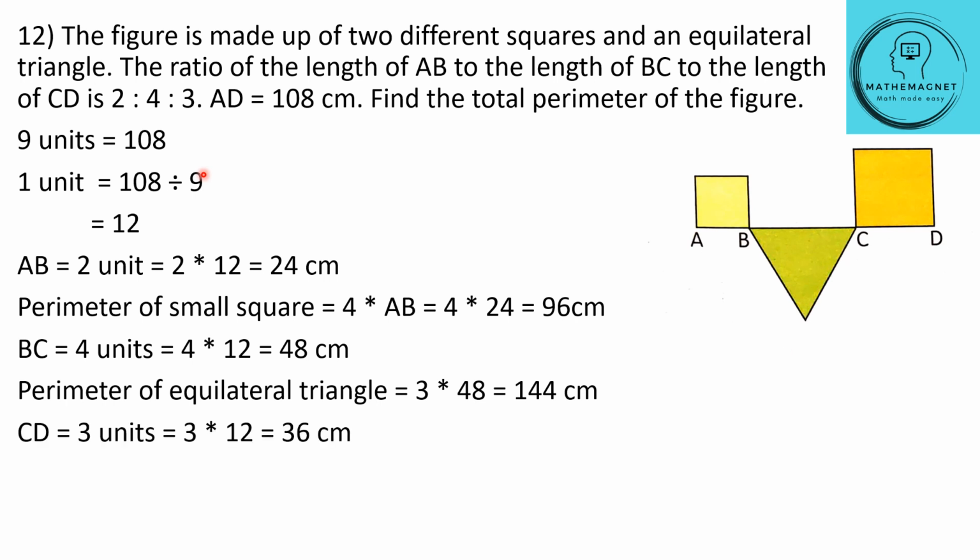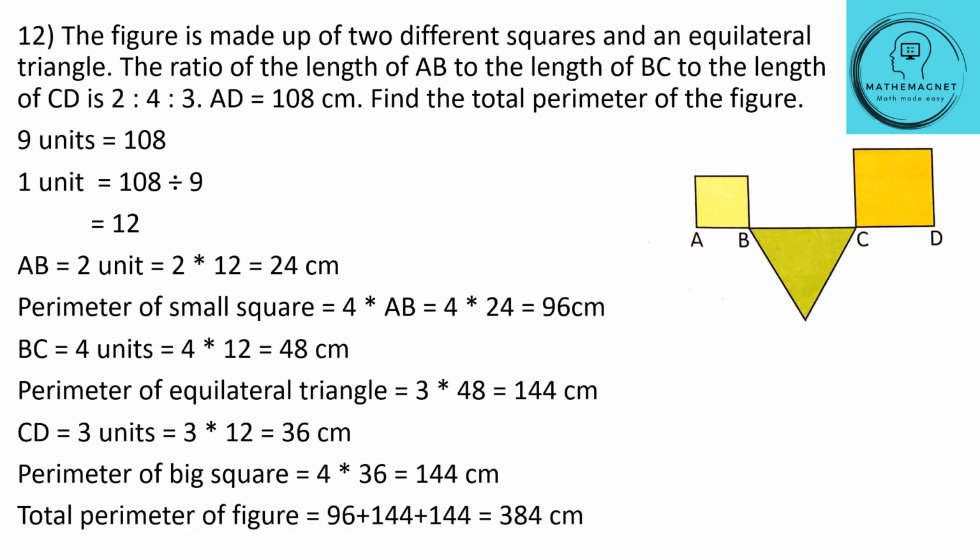Now for CD, again it is 3 units from the ratio that is given in the question. So 3 units is equal to 3 into 12, because 1 unit is 12 as we already found out. 3 into 12 is equal to 36. So perimeter of big square will be 4 into 36, which is again equal to 144 centimeters. So the total perimeter of the figure will be 96 plus 144 plus 144 equal to 384 centimeters. So the final total perimeter of the figure will be 384 centimeters.